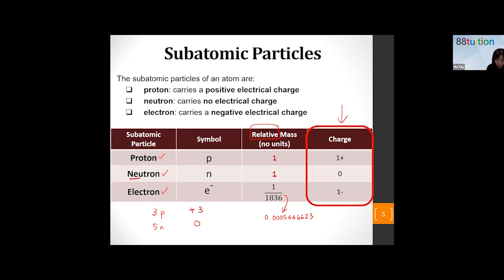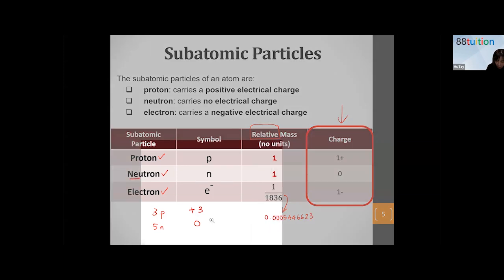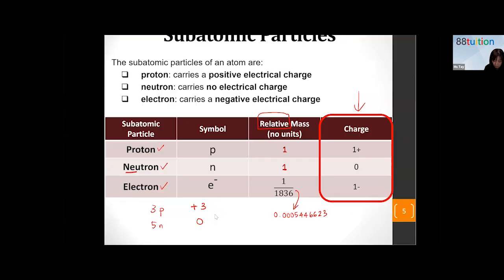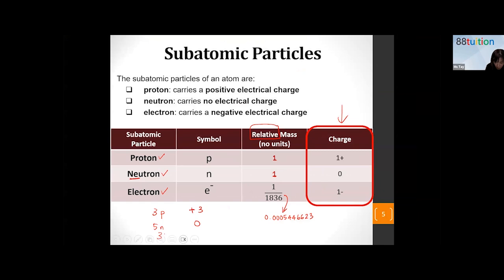Now we talk about electrons. Electrons are negatively charged. So if I have 3 electrons, the charges for the electrons will be a total of -3. You all can see that? Depending on the number, every electron carries a negative charge, a 1 minus. When we are talking about 10 electrons, the charges for the electrons will be -10, etc. Let's go on.